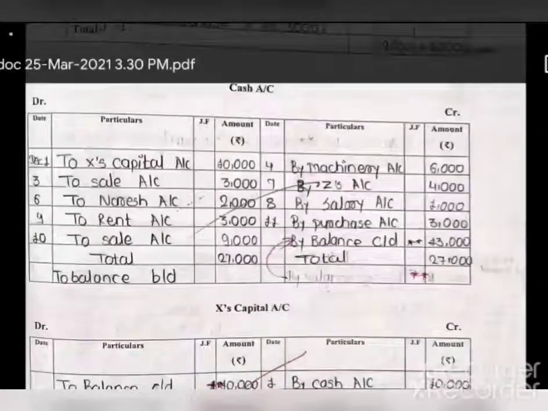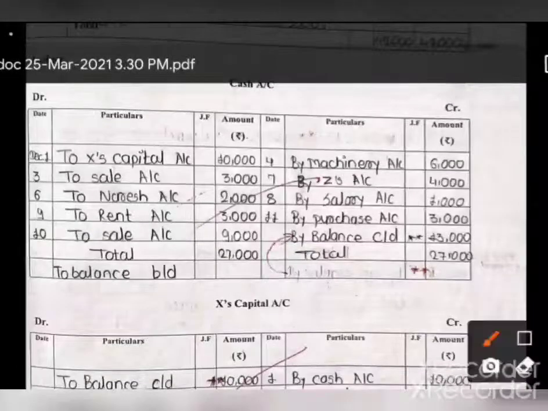So if you check, the total balance on the debit side is 10,000 plus 3,000 plus 2,000, that is 15,000, plus 3,000, that is 18,000. Then there is a 9,000. The whole total is 27,000 as the debit balance. The debit balance is 27,000.